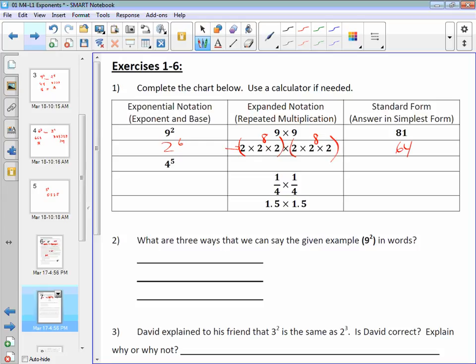This one, however, is a little bit more difficult. I'm going to help you with the standard form, but we can definitely do expanded form. 4 times 4 times 4 times 4 times 4. I'm going to use the dots, but yes. Does anybody have an answer? 1024. Right, 1024.